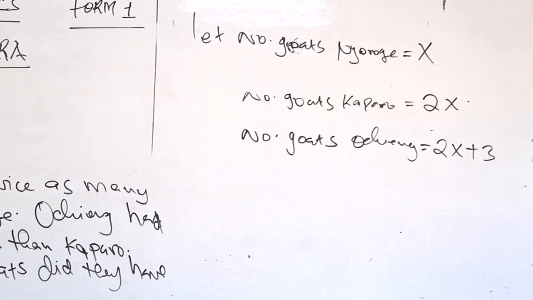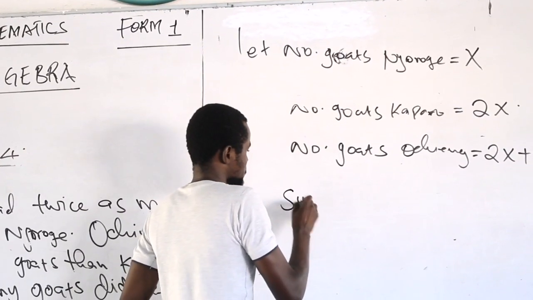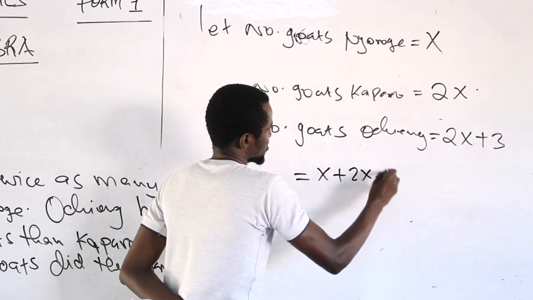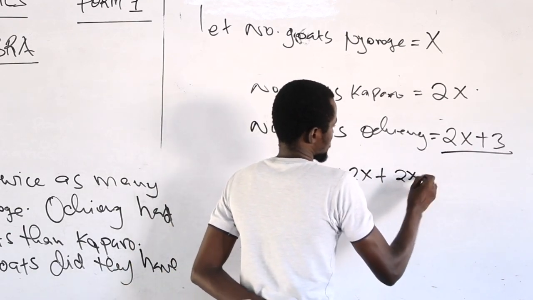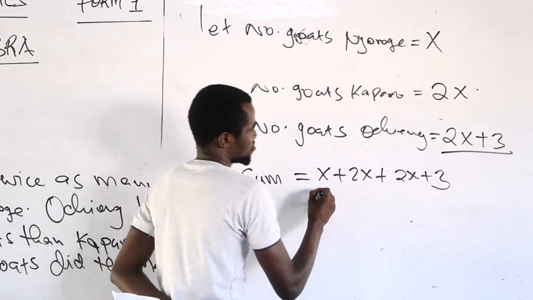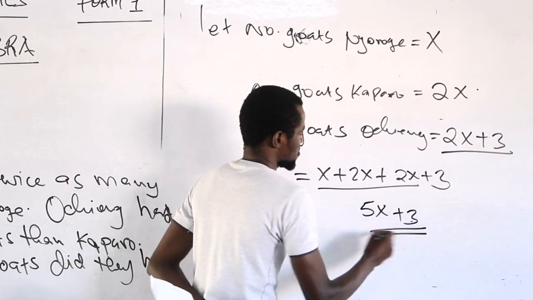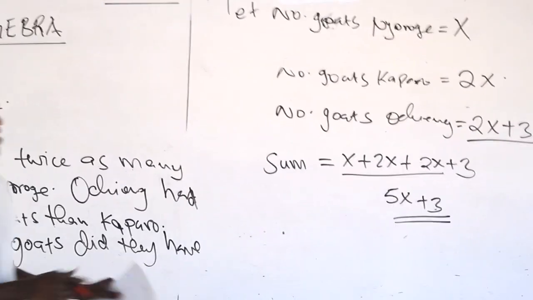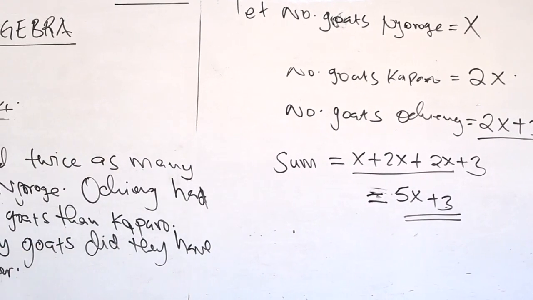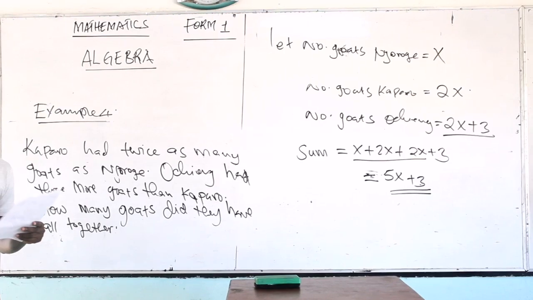Then down here, how many goats did they have altogether? We add, addition, sum. So x plus 2x plus 2x plus 3. Of course, we add the same letters. This is 5, so I will have 5x plus 3. This is the total number of goats that the 3 men had. The 3 men had 5x plus 3. That is what algebra is all about.